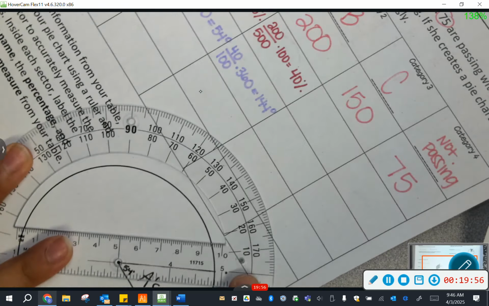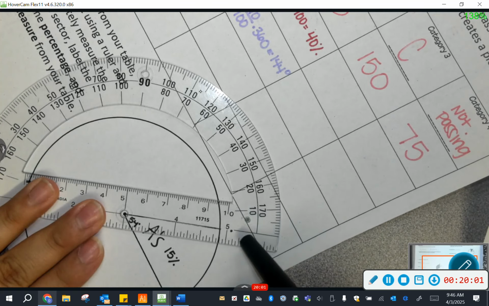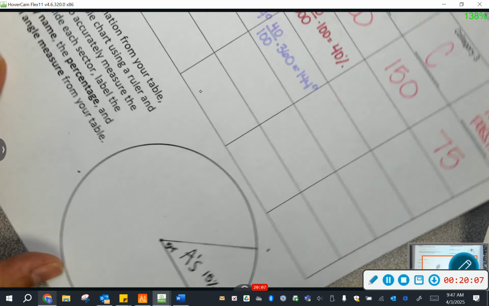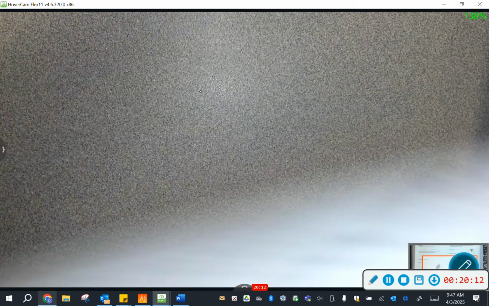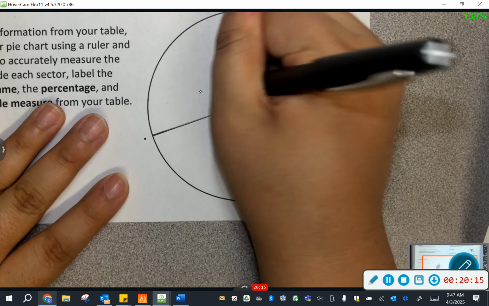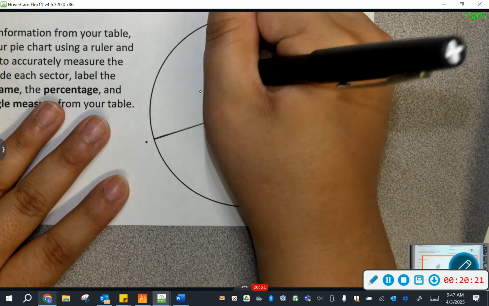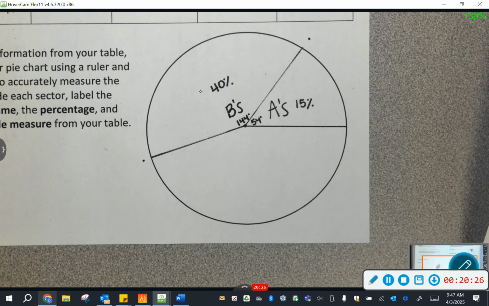And then how many degrees were B's? So on the inside, I got to now go to 144 degrees, which is way over here. And then connect it to this from the center. And this is my B category. Do I have any questions so far? And then y'all will do the same thing with C's and D's later.